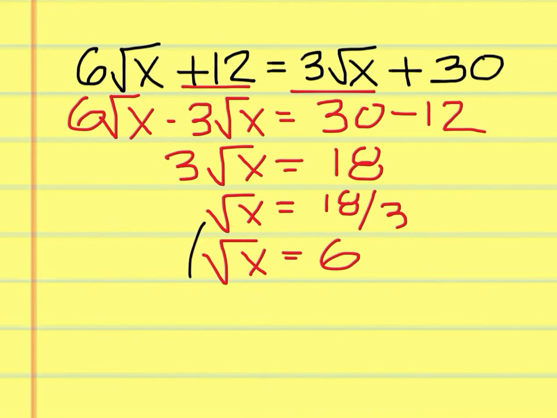To get x by itself, you must square both sides to get x equals 36.